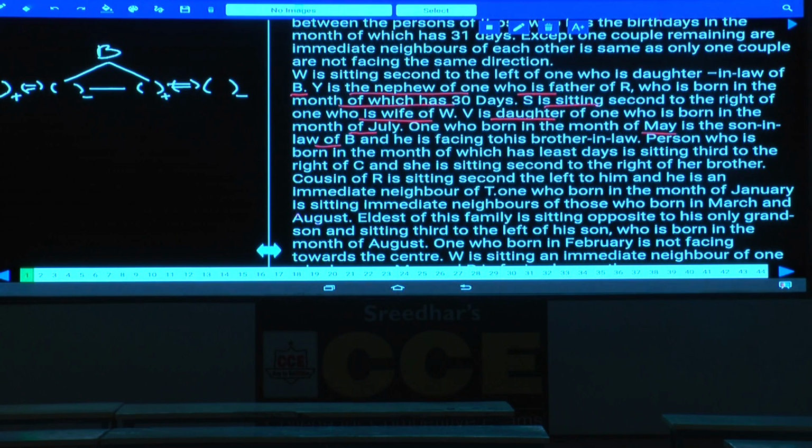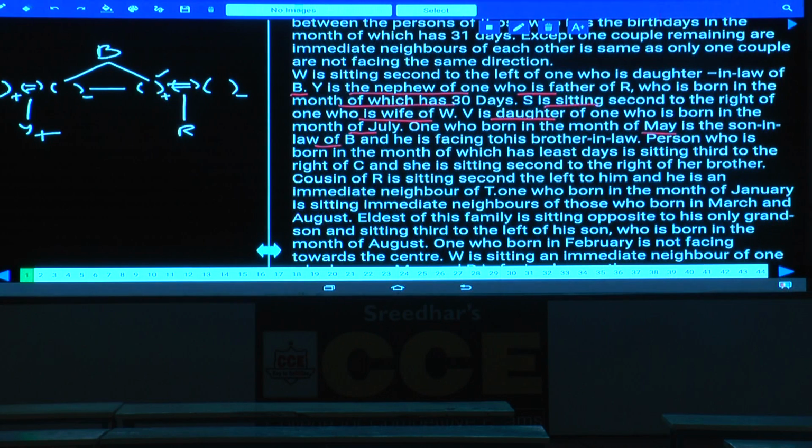6 persons. And in the first one, what is the first information here? Y is the nephew of the one. Now Y, if Y is here, R will be here. Y is the nephew of the one who is the father of R. R's father is this person, and this person's nephew Y will be here. As Y is the nephew, Y is a male, isn't it? Y is the nephew of the person who is the father of R. R's father's nephew is Y. Then next one. Y is the nephew of the one who is the father of R.